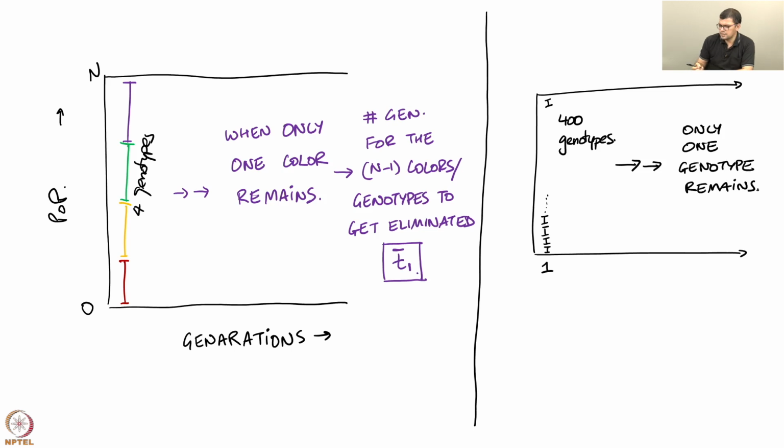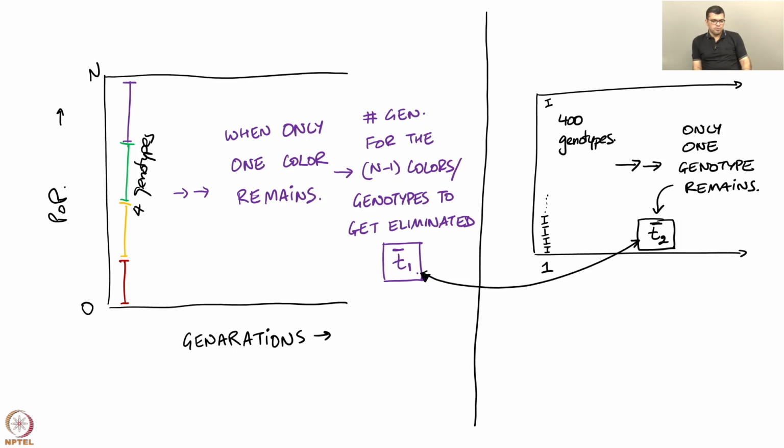If that is the case, then let us say that the average time for elimination of the 399 genomes in this case is equal to T2 bar. Take a 15 second pause and intuitively try to guess which number is greater, is T1 greater or T2 greater.